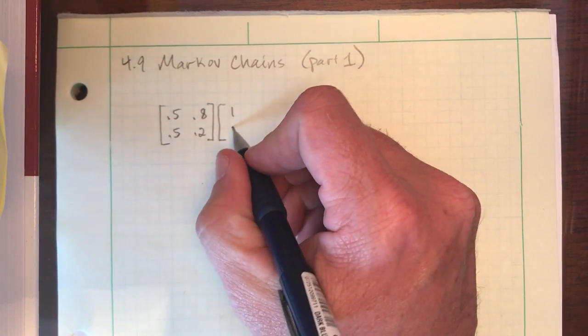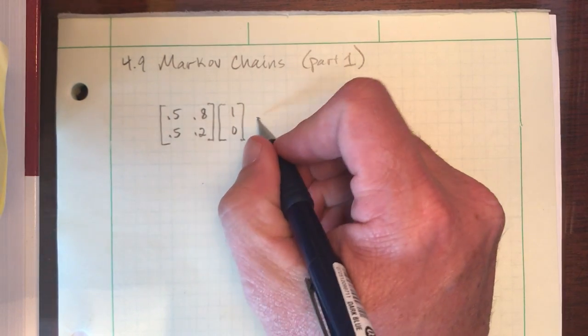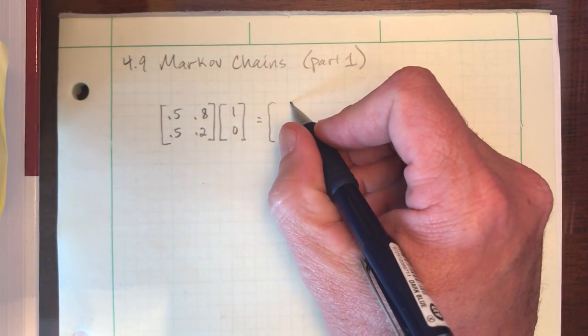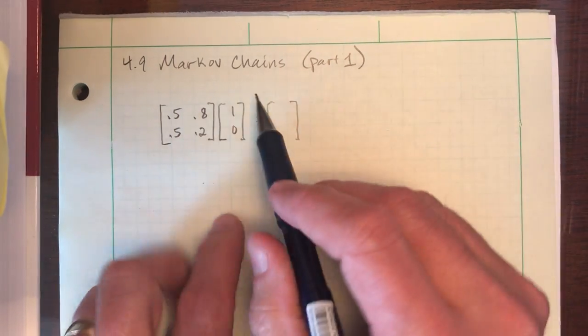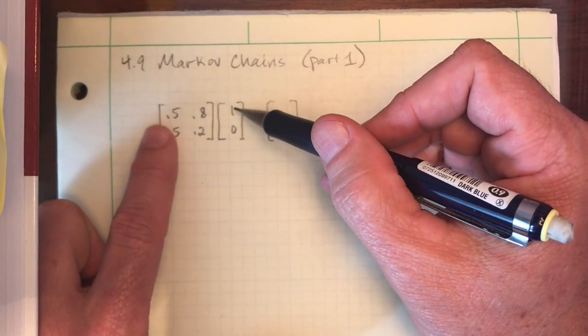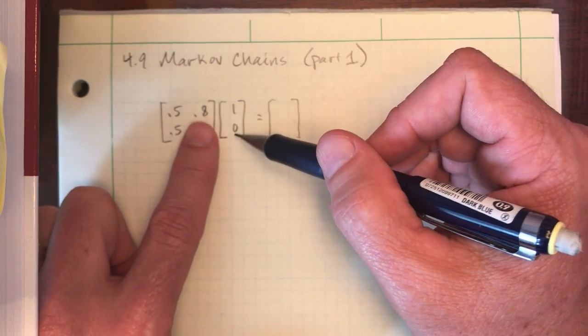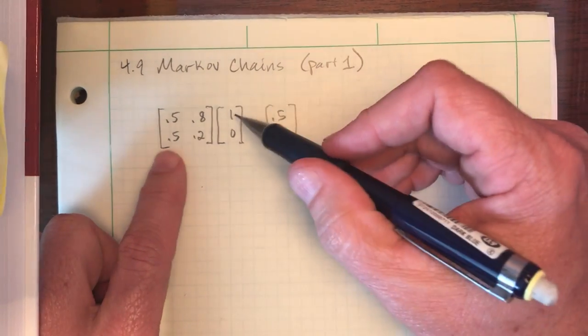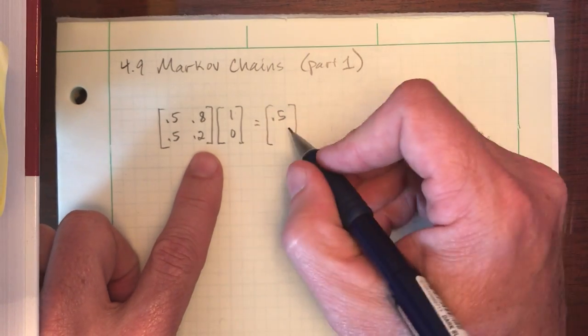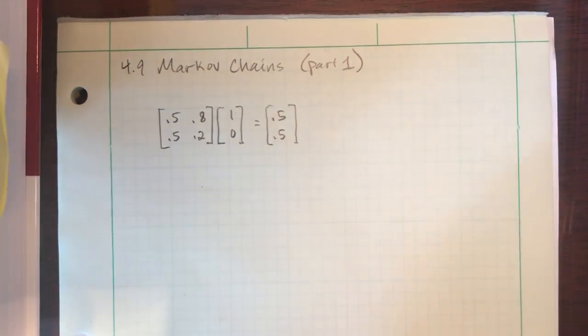We're going to multiply it times a vector. And we could probably do this one in our heads. Again, row by column, so 0.5 times 1 plus 0. Second row, same column, 0.5 plus 0. Okay.